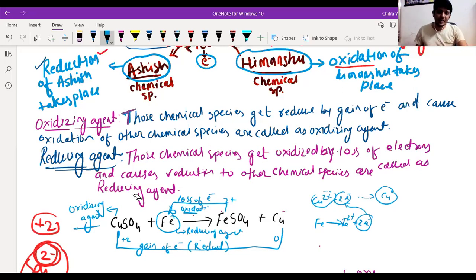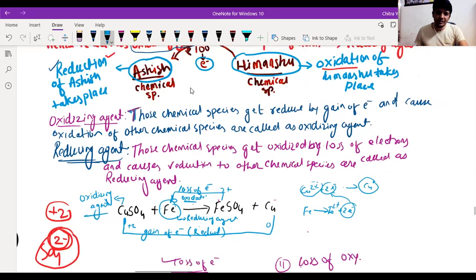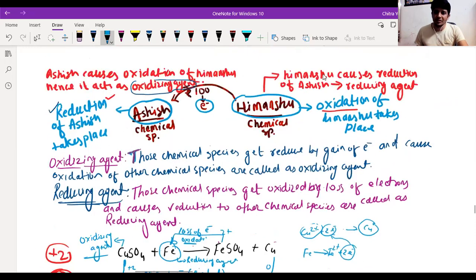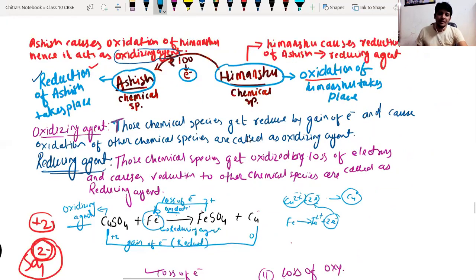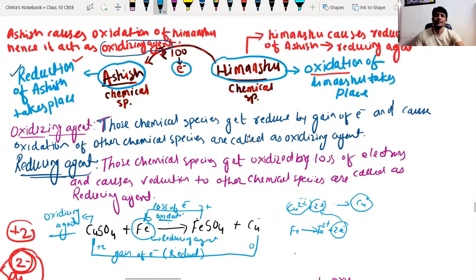Yes, sir. Okay. Now I want you all to take a screenshot because this is a really very important part that we have discussed. Is it visible to everybody? Now take a screenshot now. Yes, sir. Okay. So any doubt on oxidizing and reducing agent?